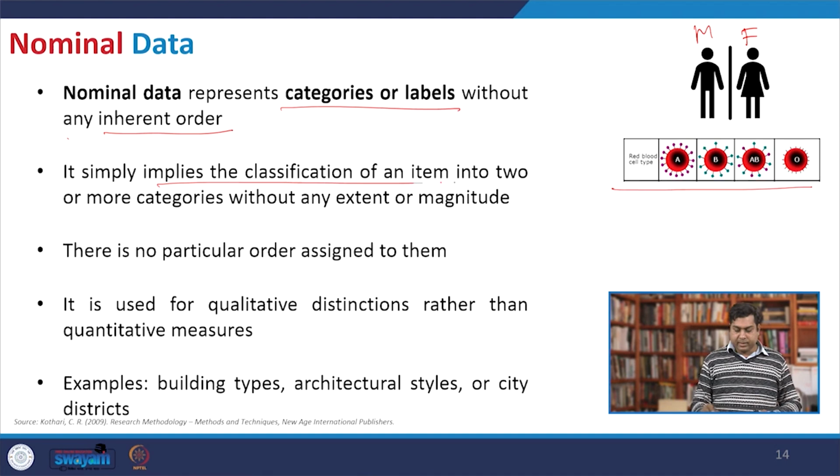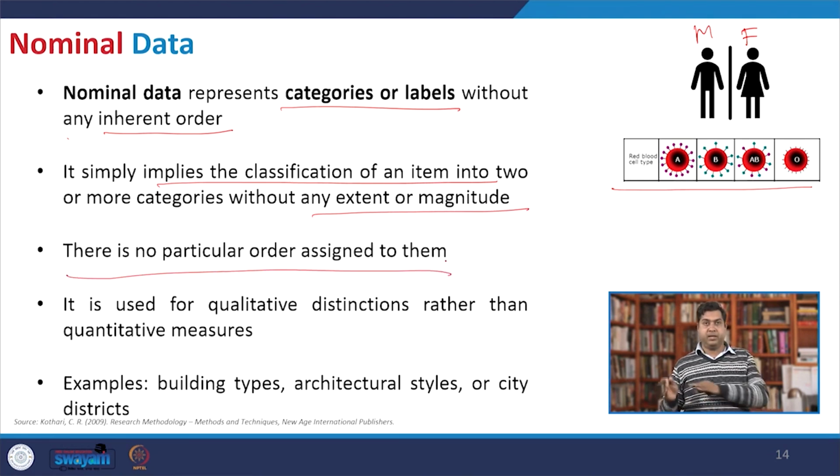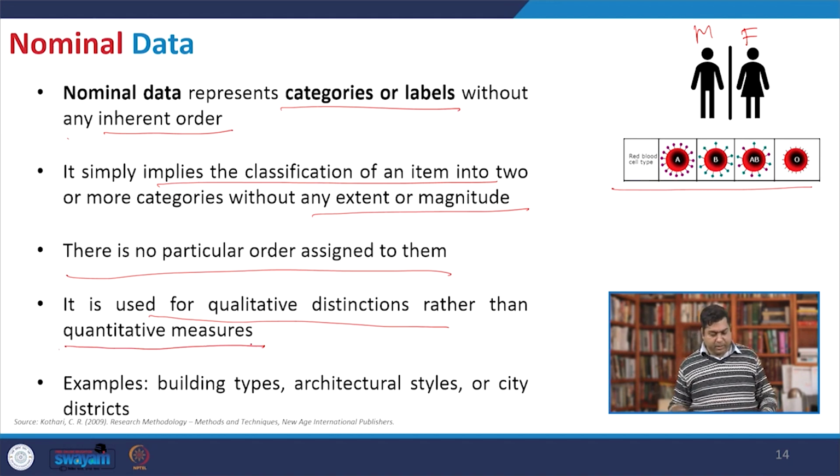It simply implies a classification of an item into 2 or more categories without any extent of magnitude, that I have already explained. There is no particular order assigned to them, that I already told about male, female. It is used for qualitative distinction, because we are not defining it in numbers, as in quantitative measures. Example, the building types, architectural style, city district. So, say for example, building type, if I say office building, educational building, so these are different building types. So, we can take this as nominal data.